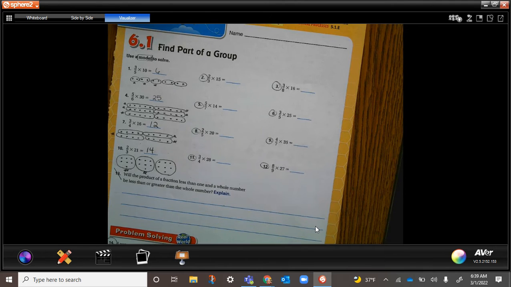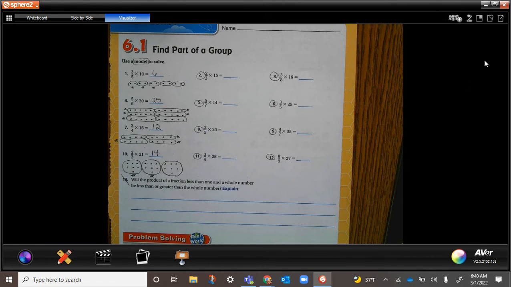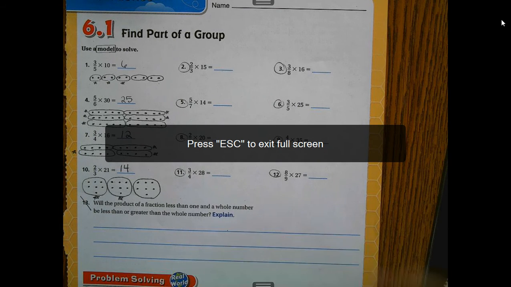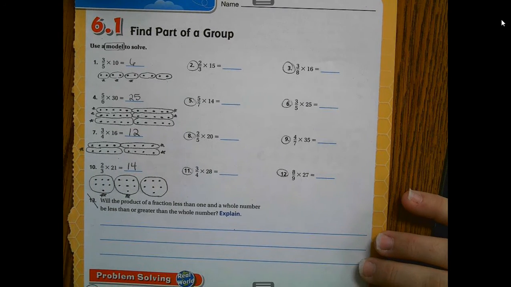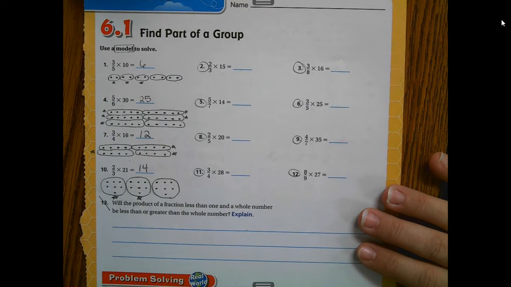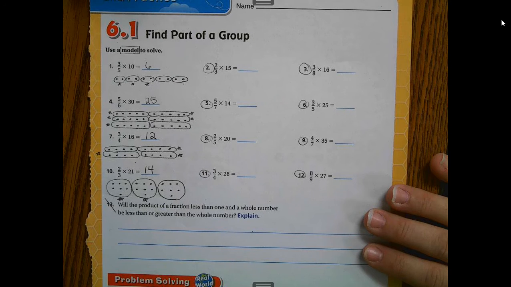Hi guys. All right, today we're going to look at 6.1, which is find part of a group. On these, you're starting off with a fraction and you're multiplying it by a whole number. So I went ahead and did 4 sample problems to help get you started.